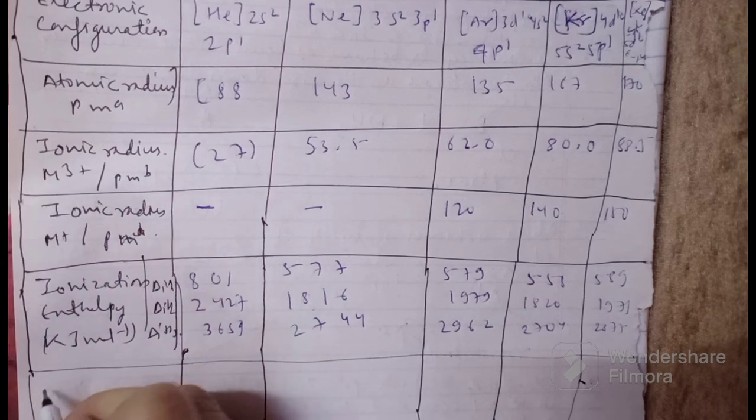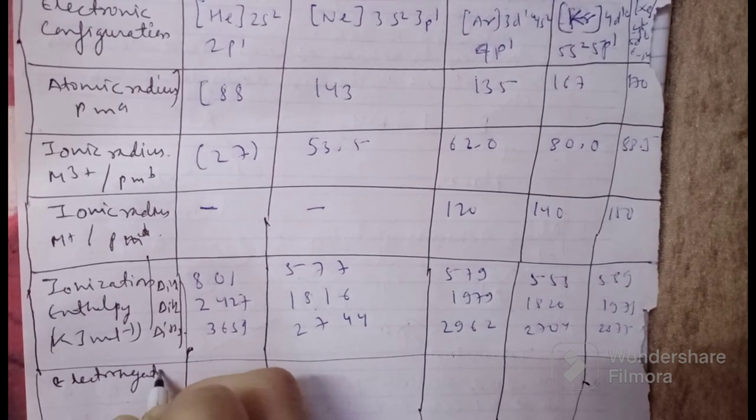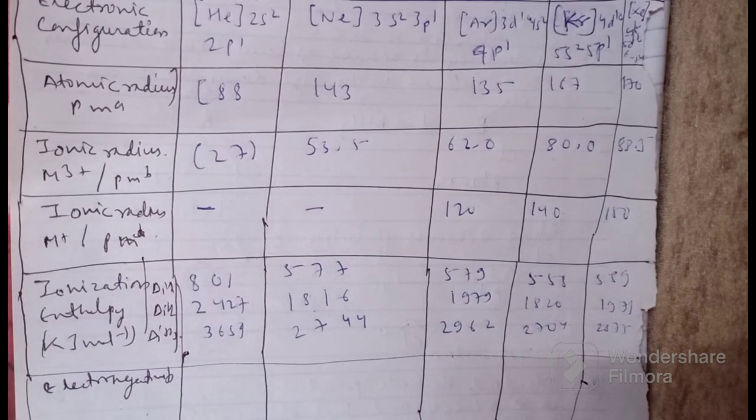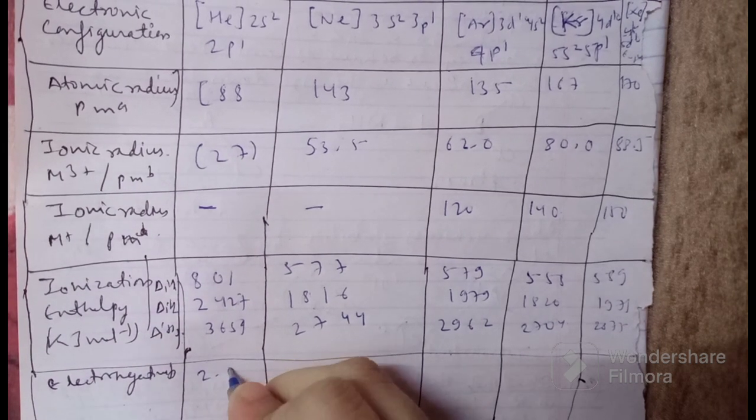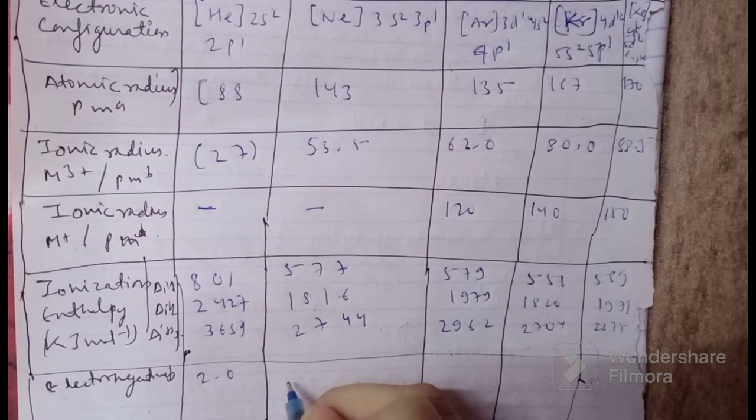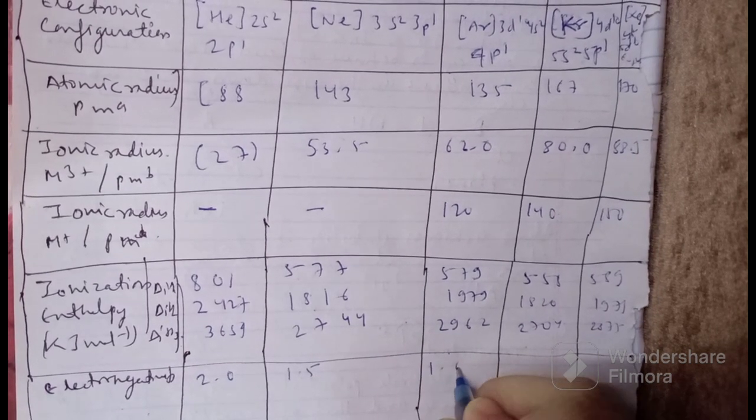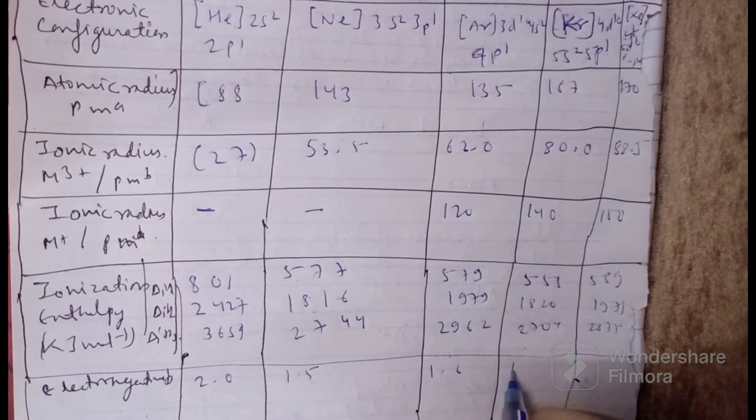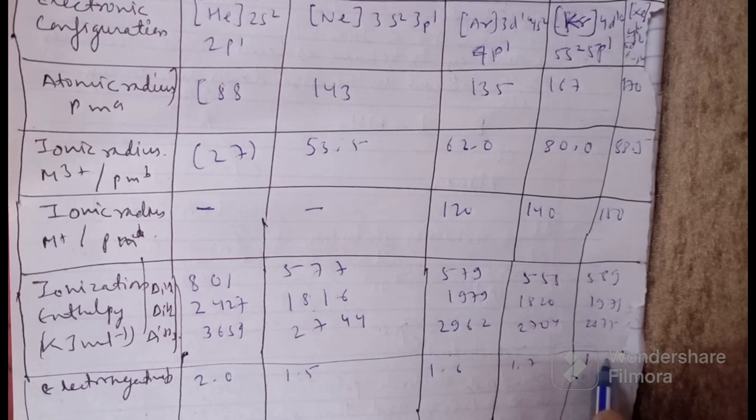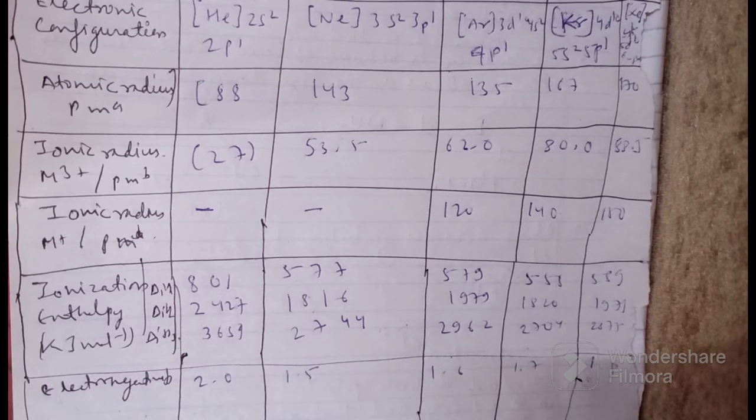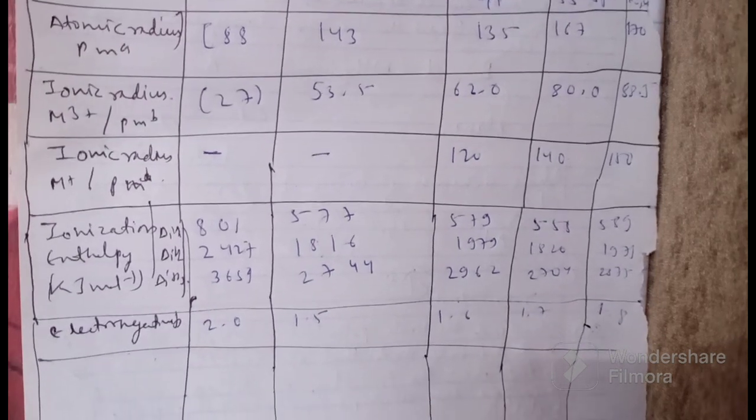Coming towards electronegativity, for boron it is 2, for aluminium it is 1.5, for gallium it is 1.6, for indium it is 1.7, and of course for thallium it is 1.8. Now coming towards the density, here we go.